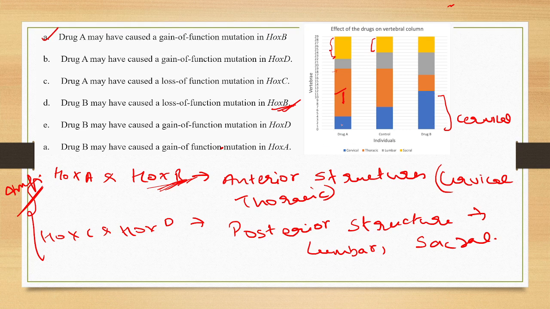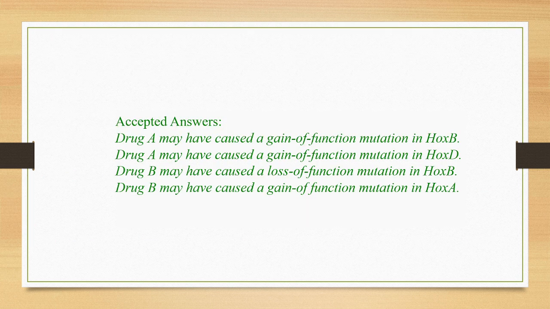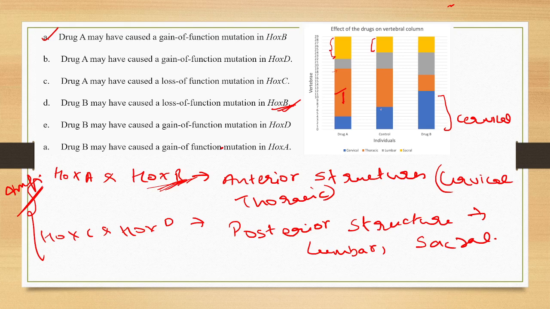Drug B may have caused a gain of function mutation in HOX-D. According to the answers, this is wrong because drug B is there and HOX-D is responsible for posterior structure formation, lumbar and sacral. I don't know why they have marked it as the incorrect one, because there is still a little bit of increase. But okay, we'll keep it as wrong.